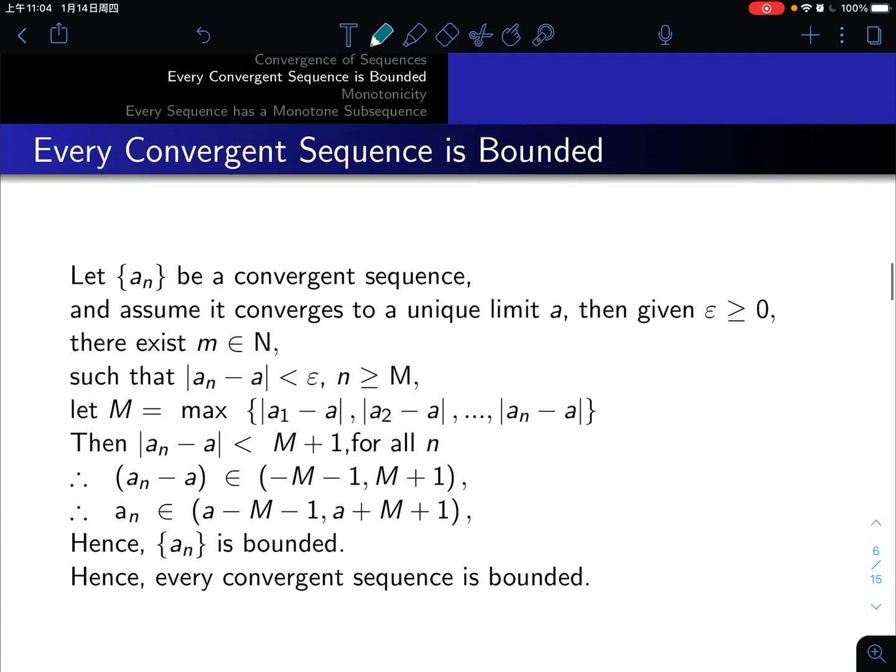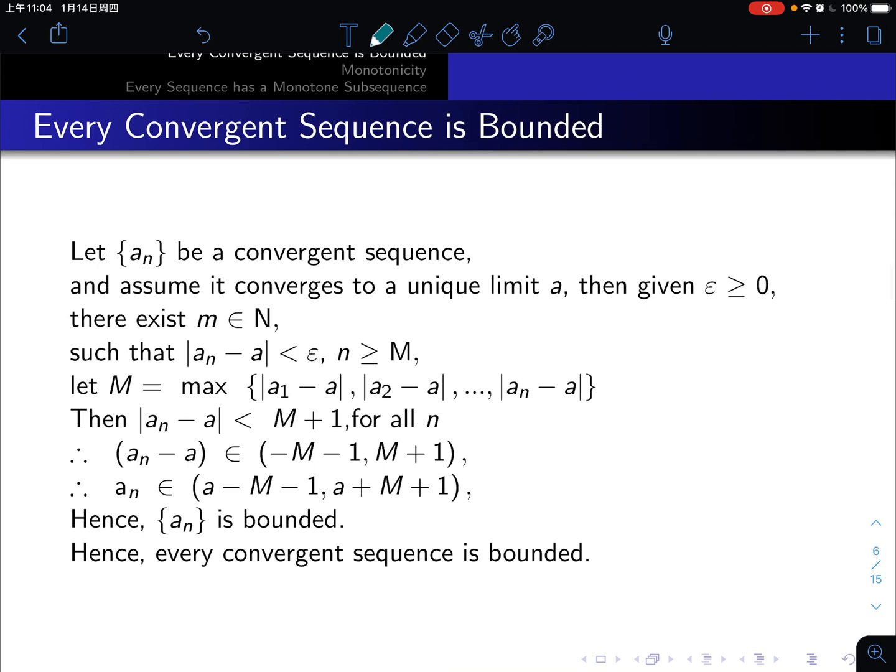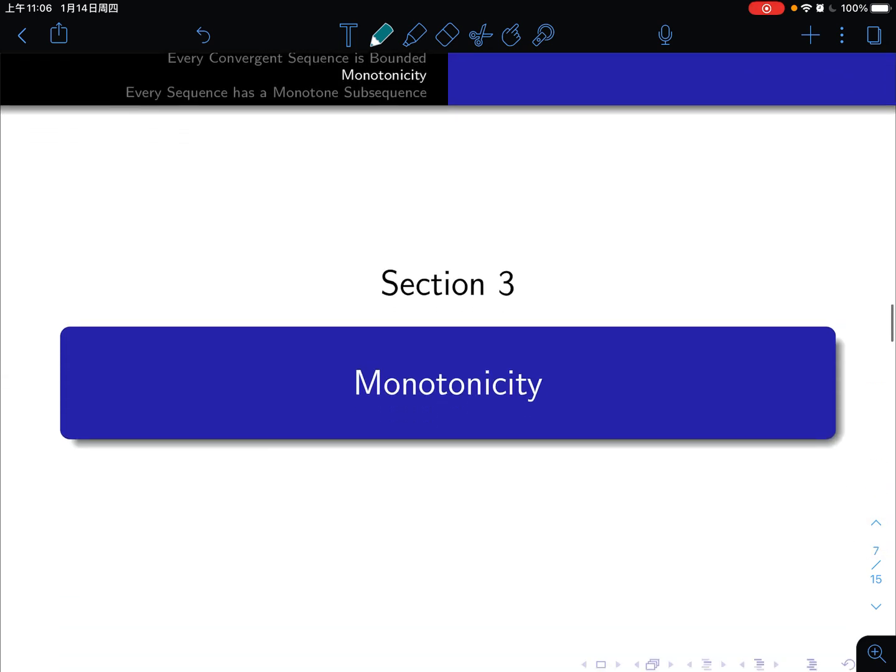So now let's take a look. A convergent sequence to limit A. Okay, next section. Section 3 is about monotonicity. As we all learned before, a sequence is said to be monotonically increasing, and another sequence can be said to be monotonically decreasing. The sequence a_n is called monotone if it is either monotonically increasing or monotonically decreasing.